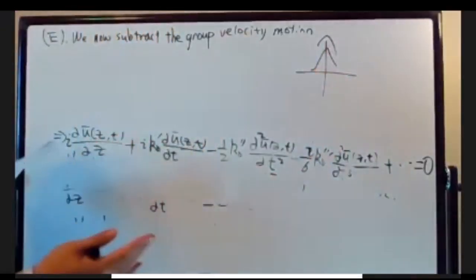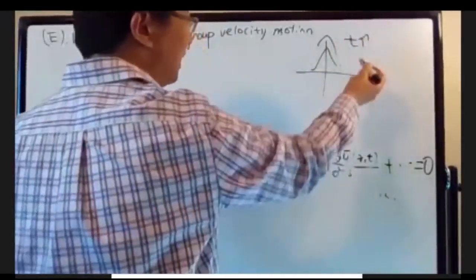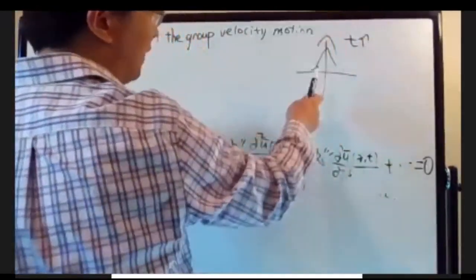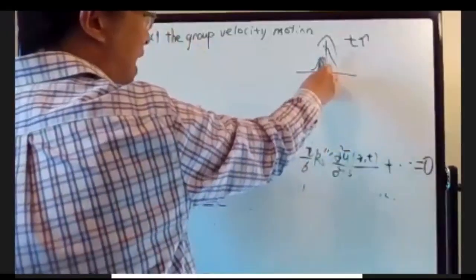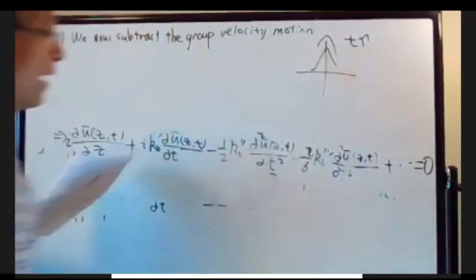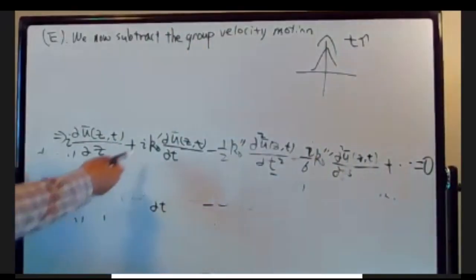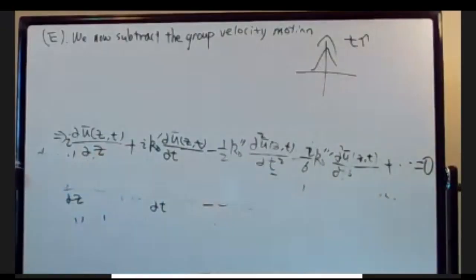But let me assume I know that as time goes, like after 1 second, it has propagated with the speed. What I only care about is how much the shift is with respect to this group velocity, right? 1 over k naught prime is the group velocity.